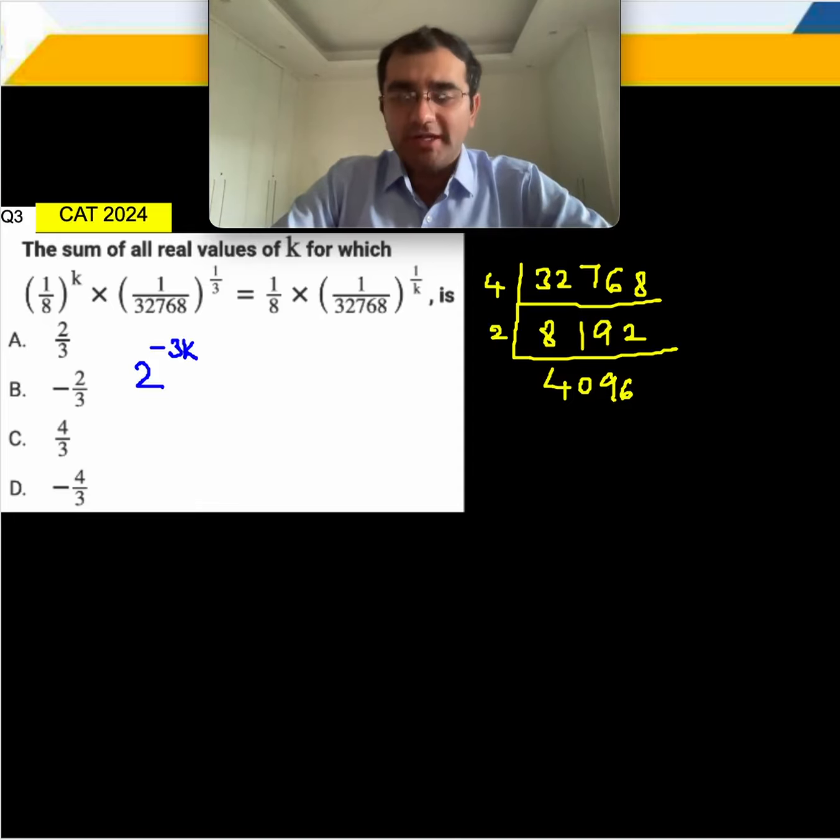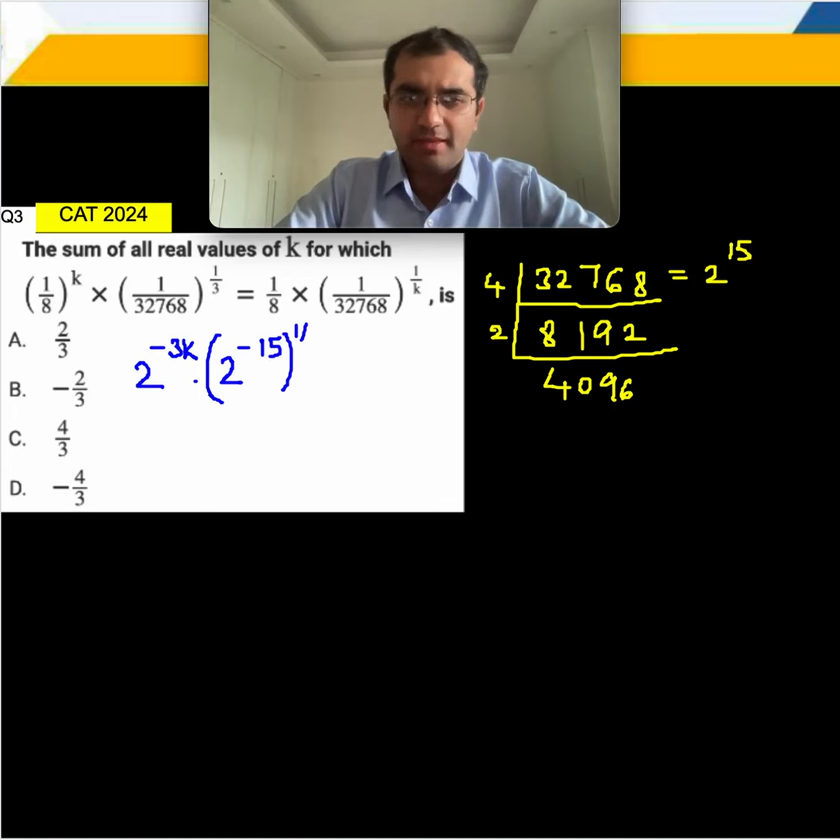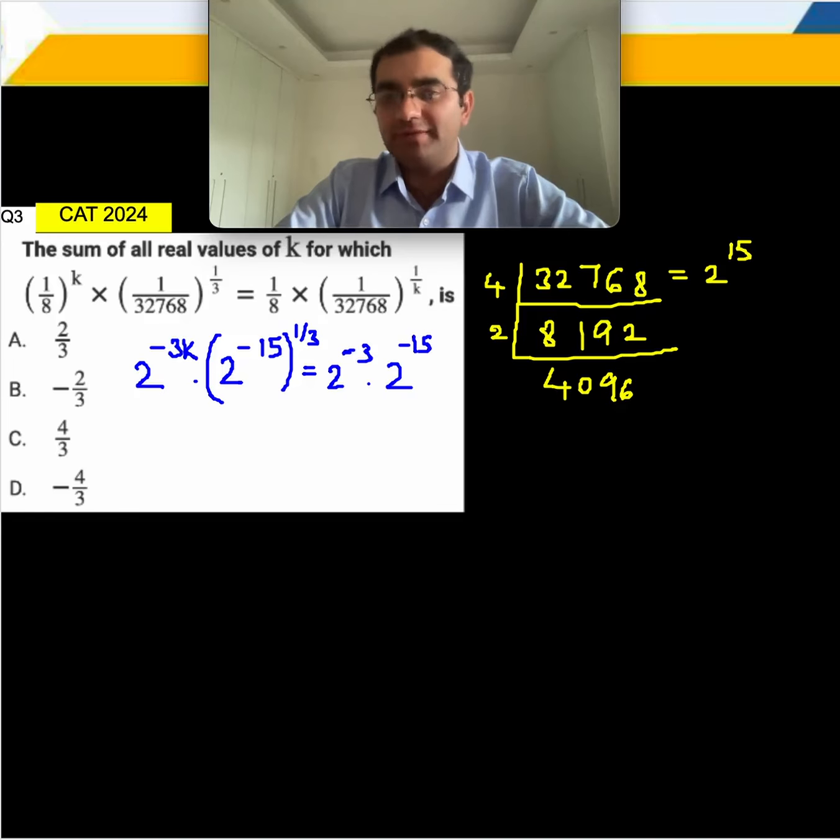1024 is 2 power 10, 2048 is 2 power 11, 4096 is 2 power 12, और एक 2 इधर और 2 और इधर. So this is 2 power 15 given to us. So this becomes 2 power -15 and then multiplied by 1 by 3 is equal to 2 power -3, और दूसरा वाला हो गया 2 power -15 into 1 by k.